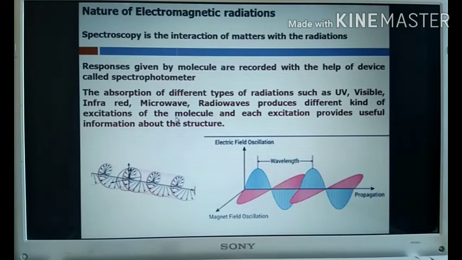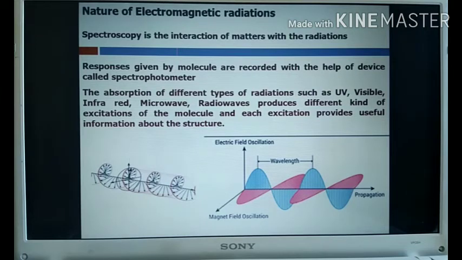Now you can see, as I have told you, that spectroscopy is nothing but the interaction of matter with radiation. Matter means a molecule, radiation means electromagnetic radiation, and you can also say that the response is given by the molecule when it is irradiated with electromagnetic radiation, and that response is recorded with the help of a device called a spectrophotometer. A spectrophotometer is a device which records the changes when a molecule is irradiated with electromagnetic radiation. So what is electromagnetic radiation?